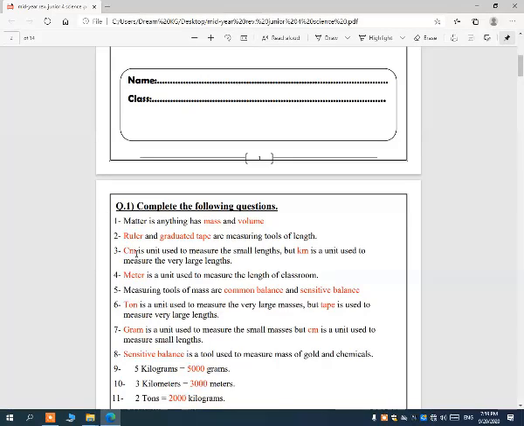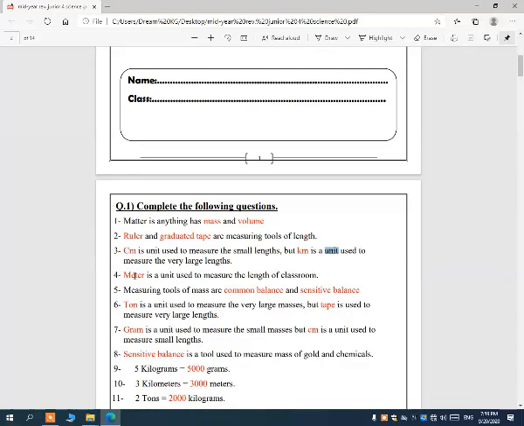Number 3. Dots is the unit used to measure the small length. Now I have a unit, not a tool. So I have a unit used to measure the small length. It will be the centimeter. So centimeter is the unit used to measure the small lengths. But dots is the unit used to measure the very large length. What is the unit for the very large? Kilometer. Yes, kilometer is the unit used to measure the very large lengths.